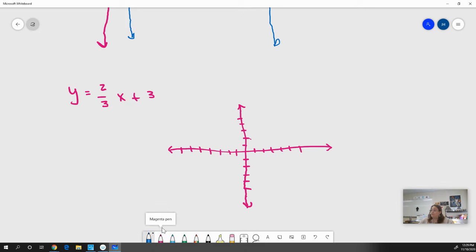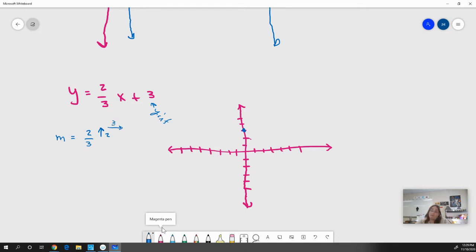I'm going to change colors so you can see the difference between the graph and itself. This 3 right here is my y-intercept, right? That plus whatever we're adding to our x value or subtracting from our x value, that's our intercept. It is plus 3. So I know at y positive 3, I have a point. And now I can find my next point using the slope. My slope, my m, equals 2/3, which means that I can go up 2 and I can go over 3.